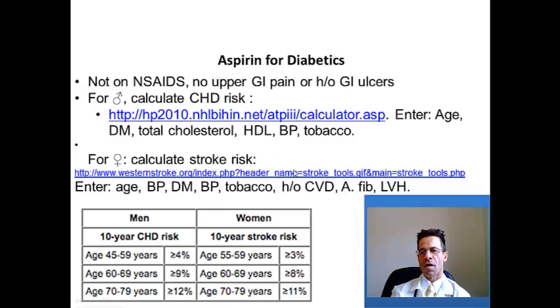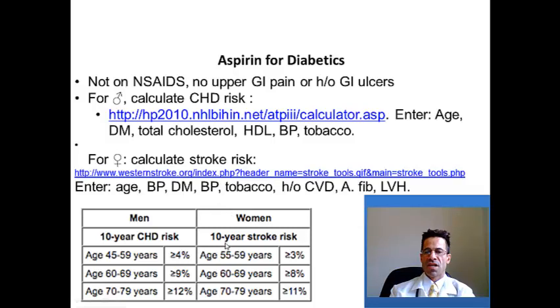All of these guidelines are from the United States Preventive Service Task Force. I have the link to a stroke calculator here. The stroke calculator will require you to enter the age, blood pressure, diabetes, if they have it or not, their tobacco use, whether or not they have a history of cerebral vascular disease, whether they have a history of atrial fibrillation, and whether they have left ventricular hypertrophy.